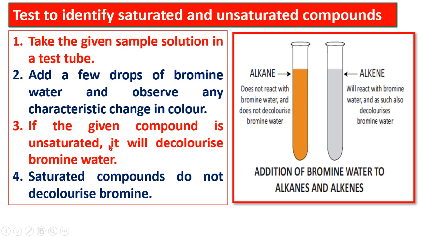So if the given compound is unsaturated, it will decolorize bromine water. If it is a saturated compound, it does not decolorize bromine water. So this is the addition of bromine water to alkanes and alkenes. So this is the test to identify the saturated and unsaturated compounds.